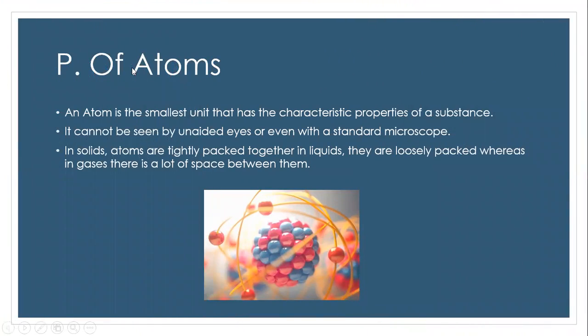An atom is the smallest unit that has the characteristic properties of a substance. You all must know what properties are. This sentence means that an atom is the smallest unit, like one in the entire number system. It is the smallest unit that has the properties of a substance, the qualities, or can be identified as a substance.